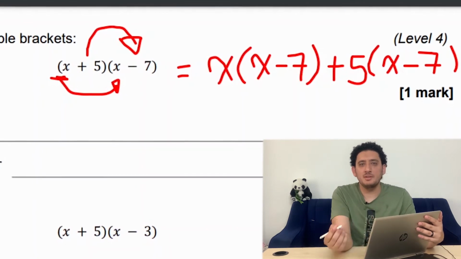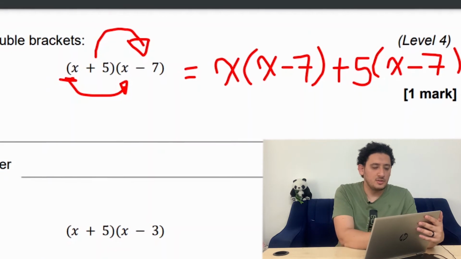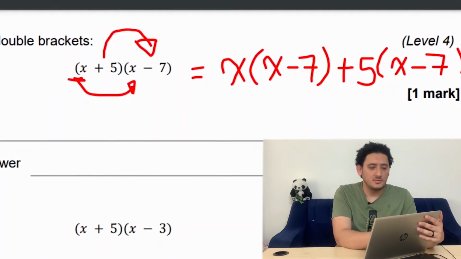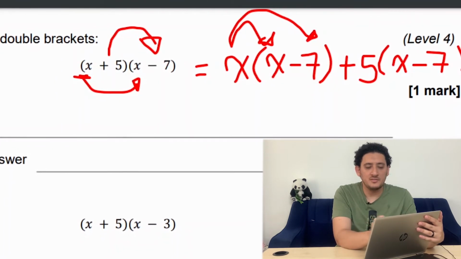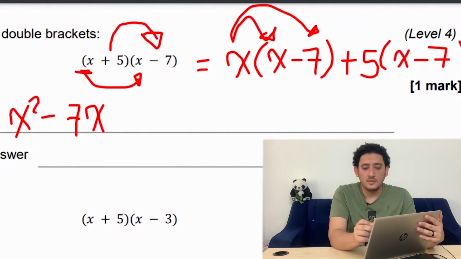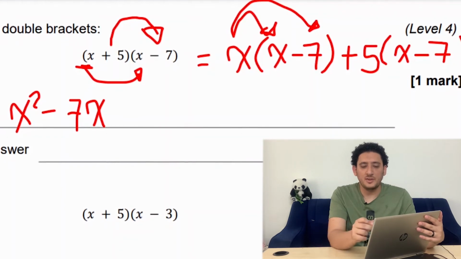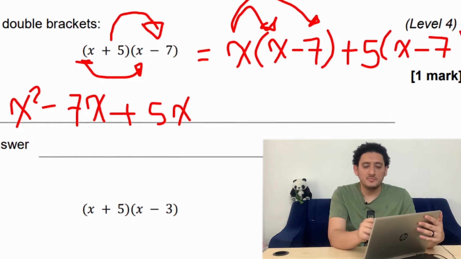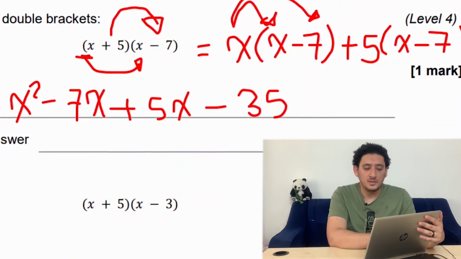After you finish the expansion for each part, you will collect the like terms. So let's multiply x by x minus 7. It will be x squared minus 7x. And when we finish, we will multiply 5 by the second bracket. 5 multiplied by x means 5x, and 5 multiplied by negative 7 means minus 35.